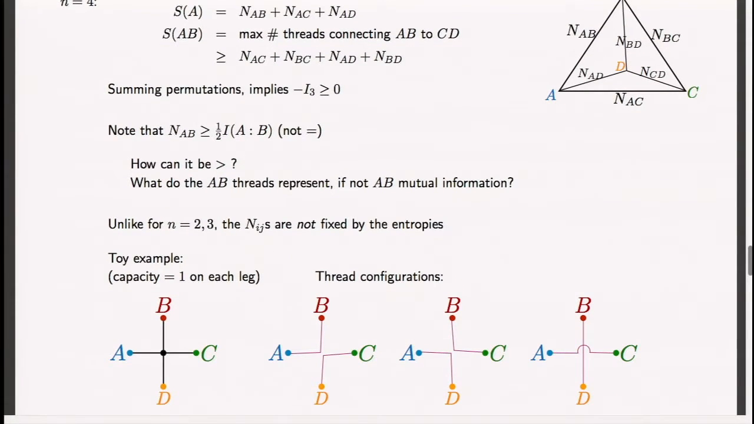So now I just go back to a graph. This is a very simple graph, and I just have capacity 1 on each leg, and I ask, okay, what are the thread configurations here? There are 3 of them. I can either connect A to B and C to D, or any other way of doing it.